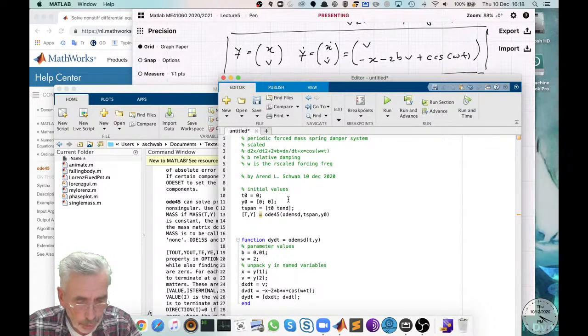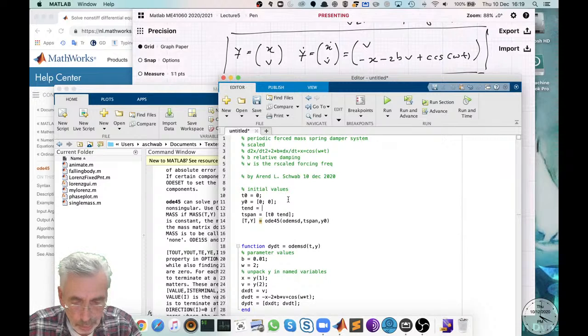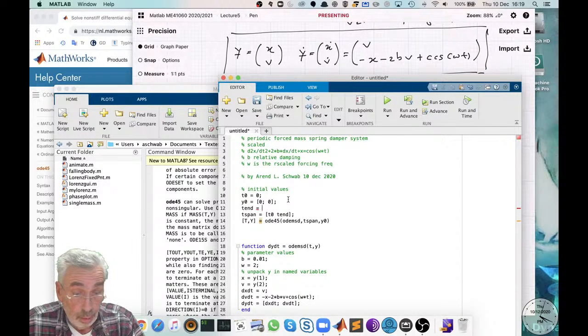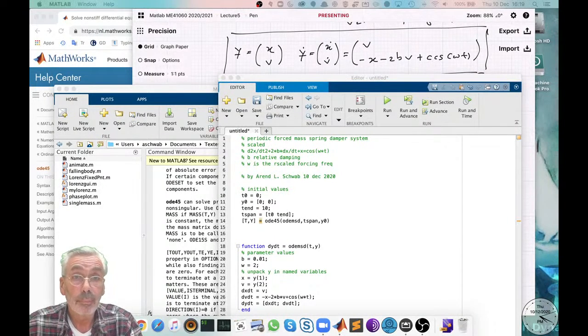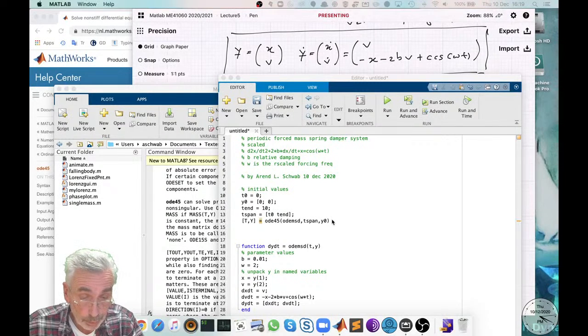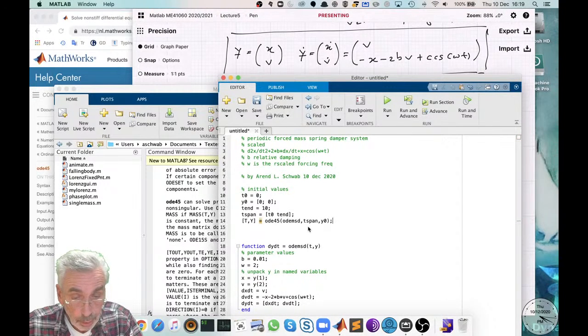And how long do we want to integrate? T end is, I don't know, 10 seconds or 10 scaled seconds, right? I don't know, 10 scaled seconds. Yeah. And then y0 we already have.